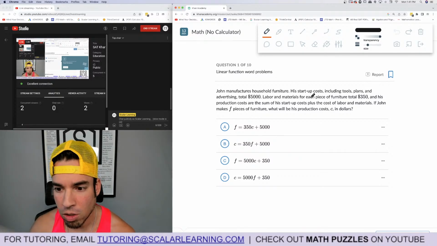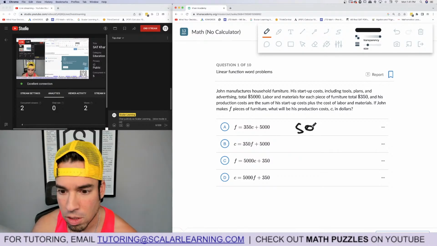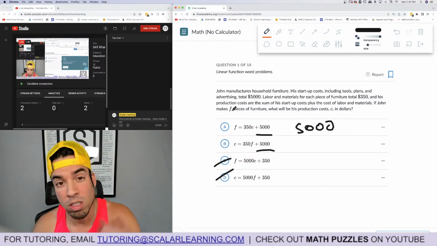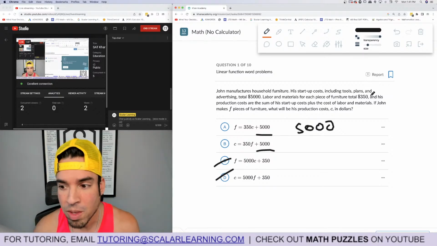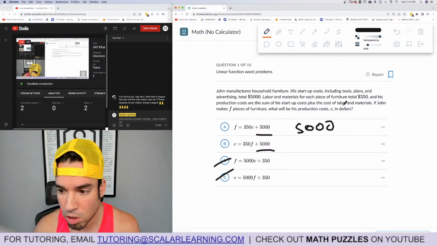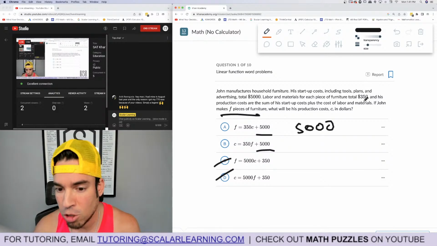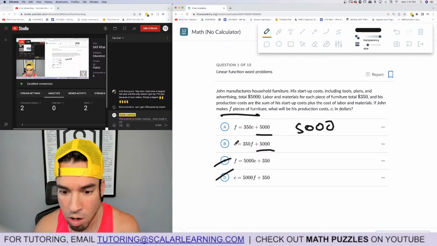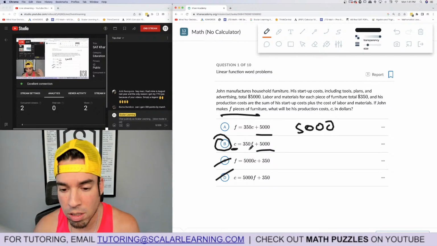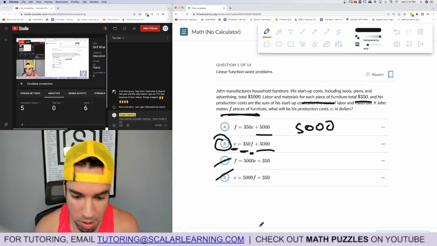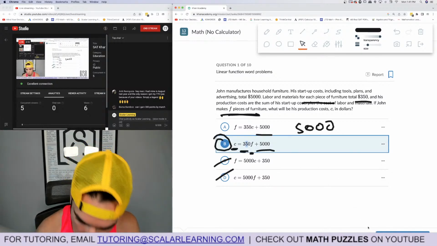Okay, John manufactures household furniture. Startup cost including tools is $5,000. It's a linear equation, so it's got to be one of these two, because startup cost means the y-intercept, your starting value. It's 350 for each piece of furniture, so it's 350 times F. Total cost equals 350 times each piece of furniture plus the startup cost, right? Because it's 350 for each piece. So B is the winner. Boom, done. All right, next.